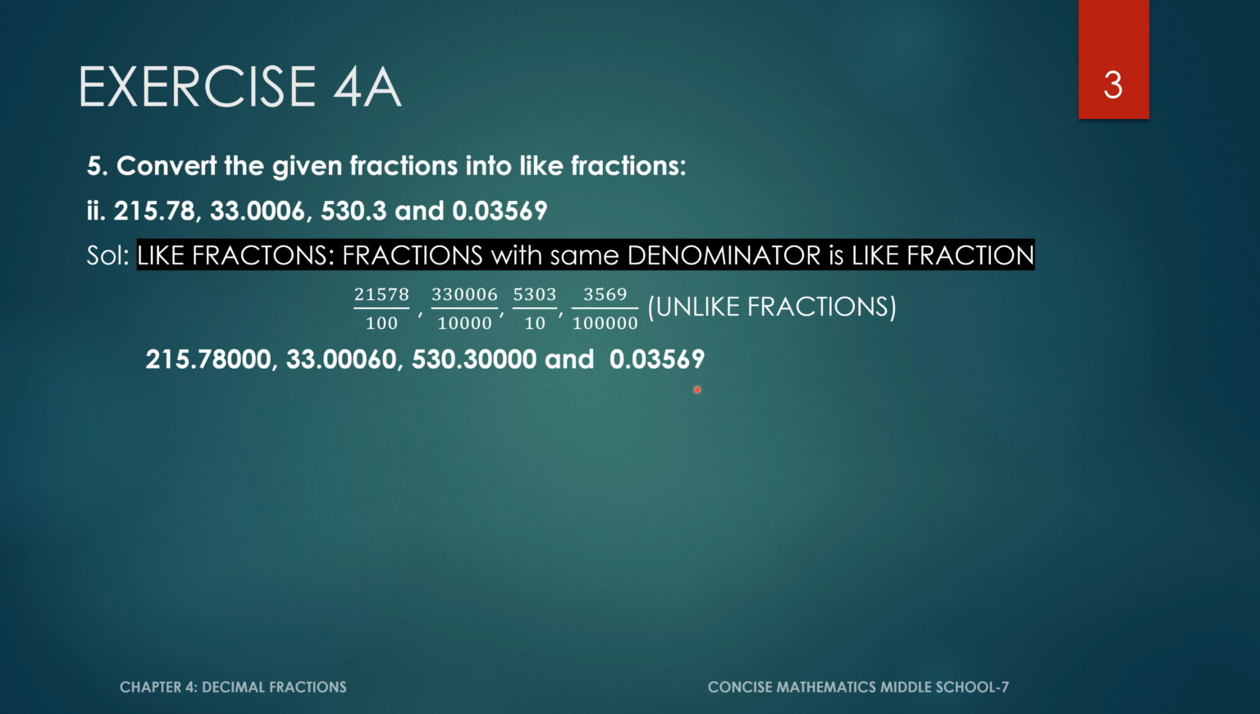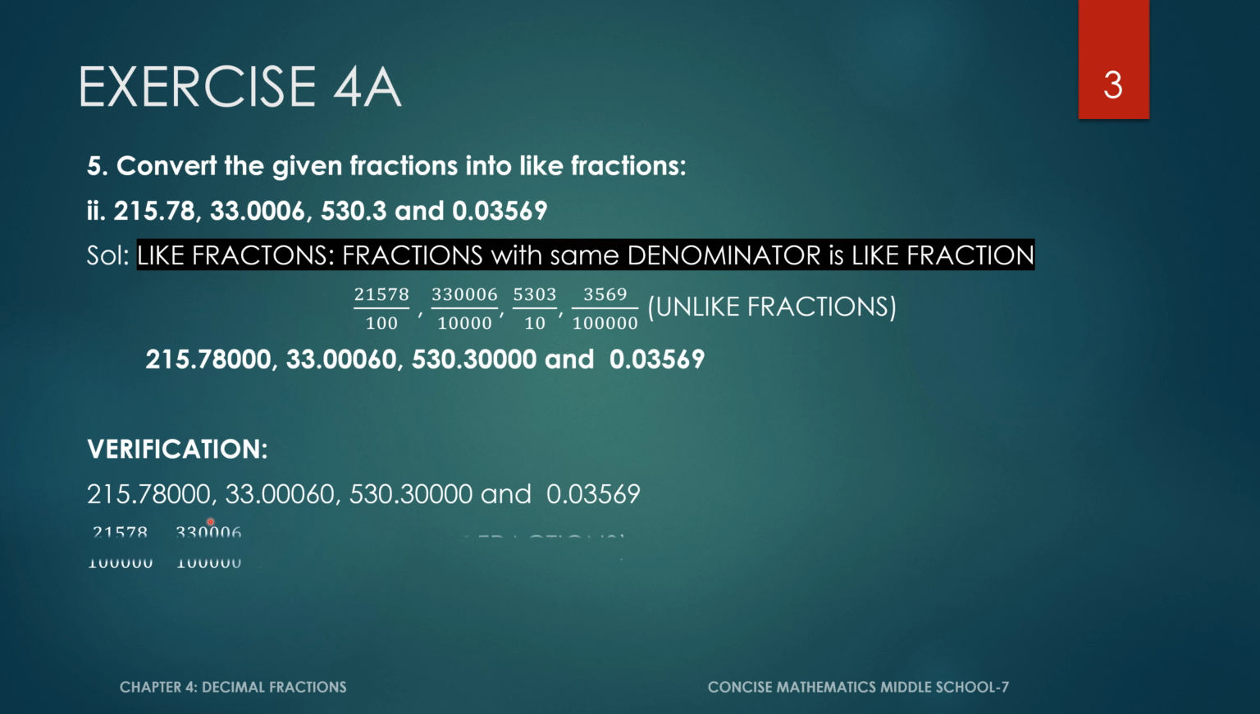For your understanding, let's do the verification. How to verify whether this is a like fraction or not? Just remove the point, and after the point how many numbers are there? 1, 2, 3, 4, 5, right? So just place 5 zeros below this in the denominator. Similarly, I have done for all the decimal fractions, and I have got like fractions. So our answer is correct, and we have changed the given decimal fractions into like fractions.